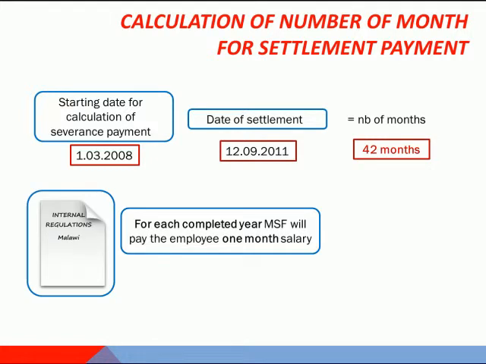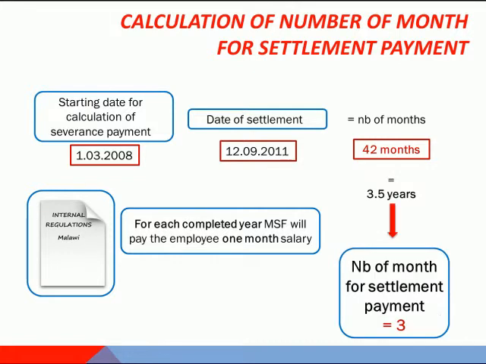Now we have to see what is mentioned in the internal regulation. In our example, if the termination is decided by MSF, the employee will receive an extra month for each completed year of work. 42 months equal 3.5 years. So the number of months for settlement payment will be 3.